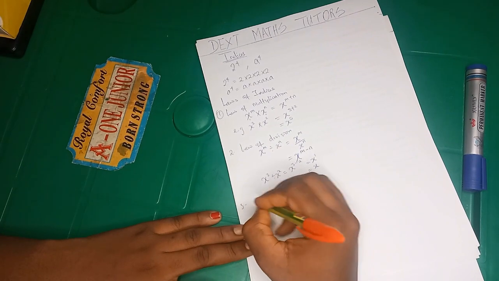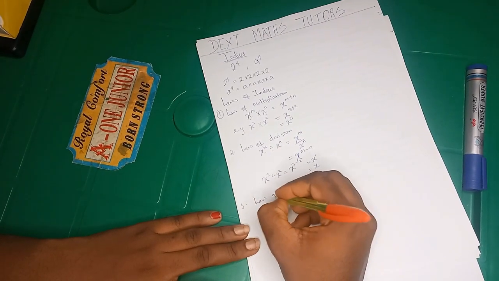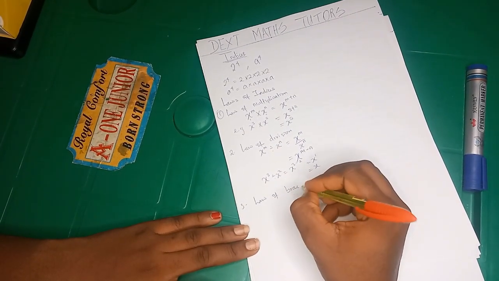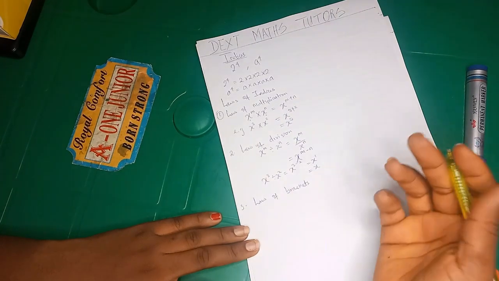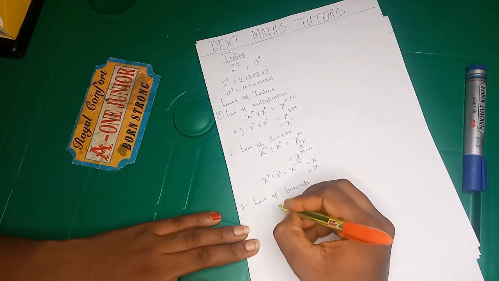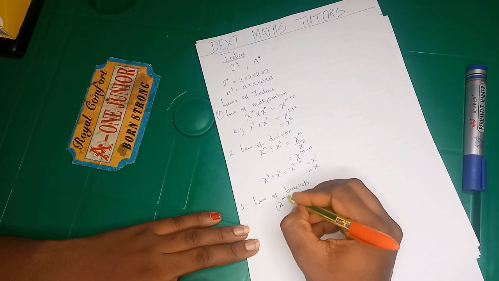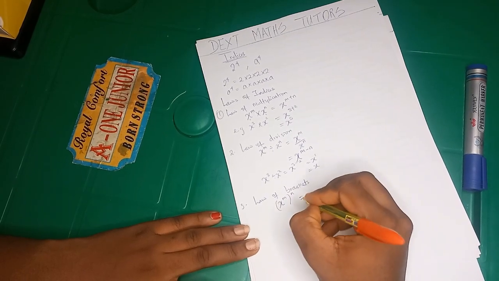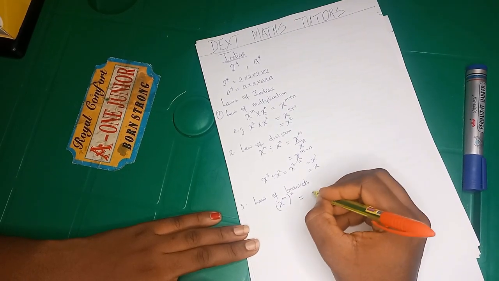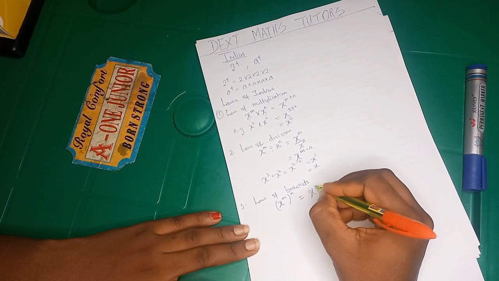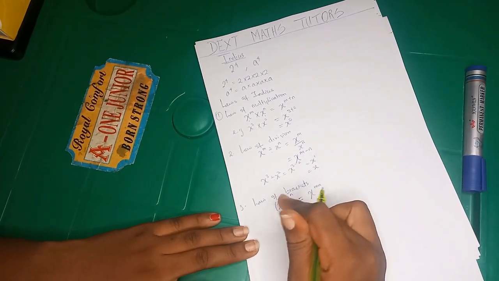The third law is the law of brackets. Basically in this class I'm just going to run you through the laws, and in the next class we'll start solving our questions. Now, when you have something like x raised to the power m, all raised to the power n, the law says your answer will be x raised to the power mn. That means you multiply the powers.